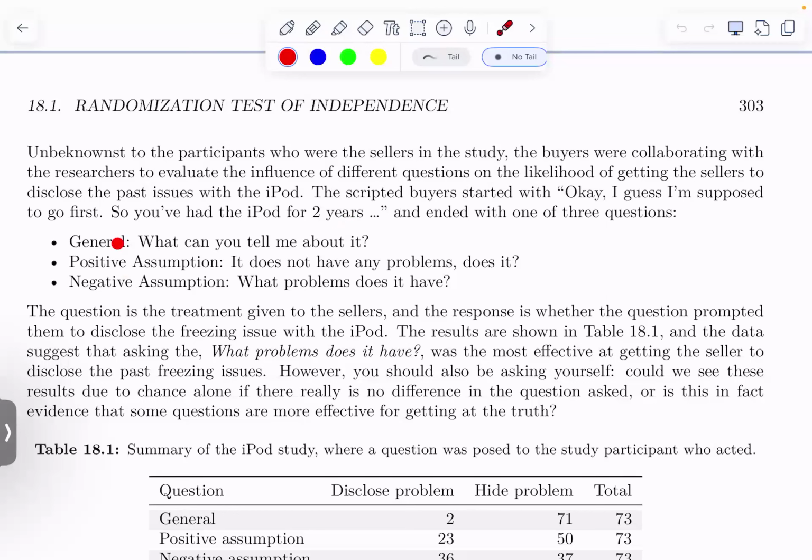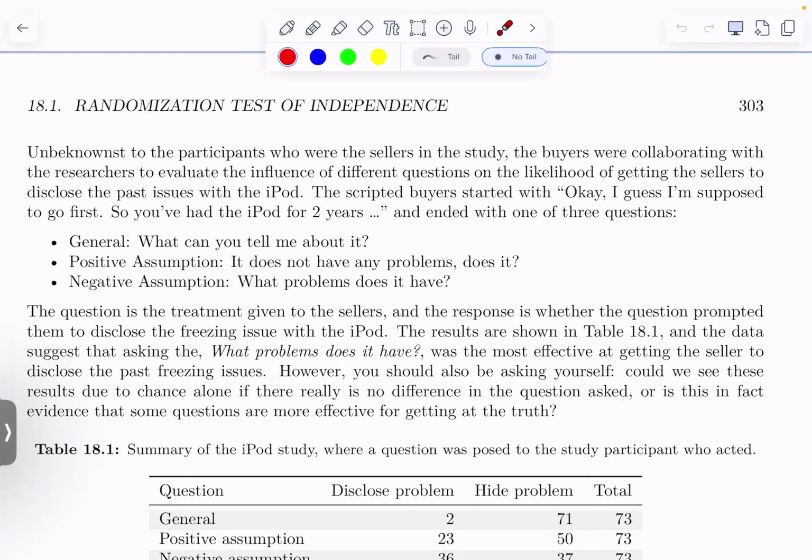one of these three, randomly assigned to each buyer, right, was a general statement. What can you tell me about it? So no presumptions about the state of the iPod. So that's the neutral one. A positive assumption: it doesn't have any problems, does it? Oh no, it's fine. Makes it easier to say no. Negative assumption: what problems does it have?